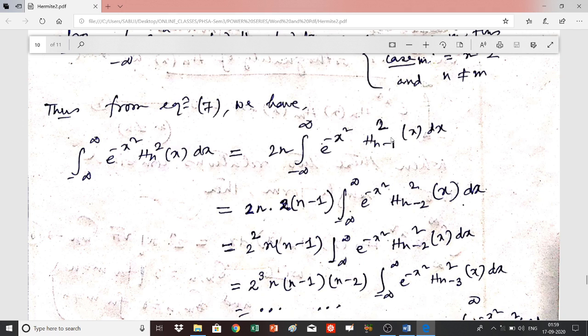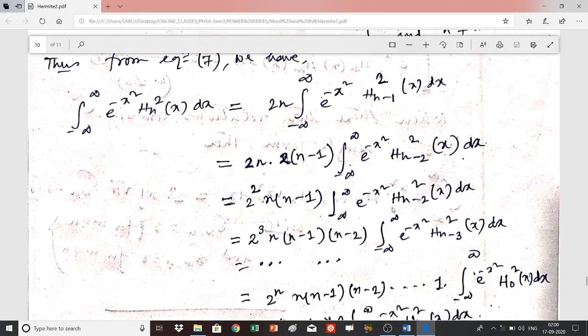And then if you wish to go to the next order of the polynomial, the next polynomial is Hn minus 2. So if you go to n minus 2, you have to write here 2 into n minus 1, since in the previous case it was 2n. So 2 into n minus 1 is here, with the integral from minus infinity to plus infinity of e to the minus x square, and the Hermite polynomial is one order less than the previous one. The previous one was Hn minus 1, so in this case it will be Hn minus 2 square x dx.